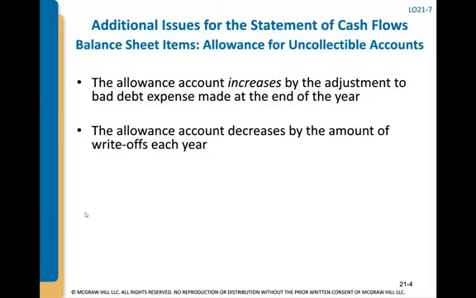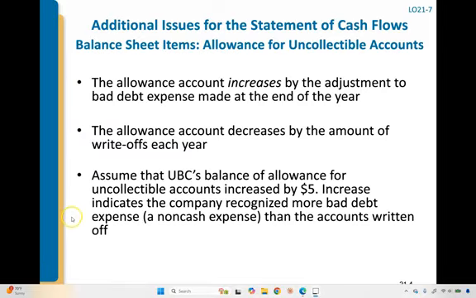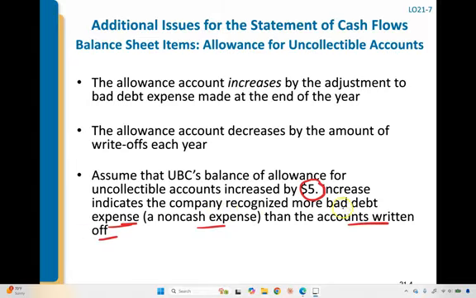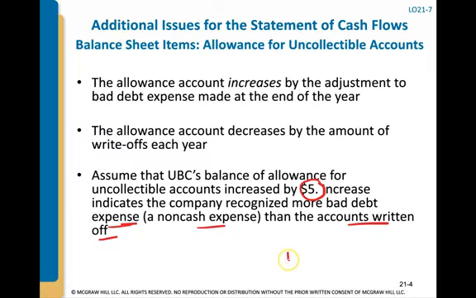Okay, so let's go through a quick example. Assume that UBC's balance of allowance for uncollectible accounts increased by $5. Increase indicates the company recognized more bad debt expense, which is a non-cash expense, than the accounts that were written off, which means that within our net income number, if our net income was $120, we have $5 more bad debt expense in this net income number than we actually wrote off. So we need to increase our net income number by that $5.